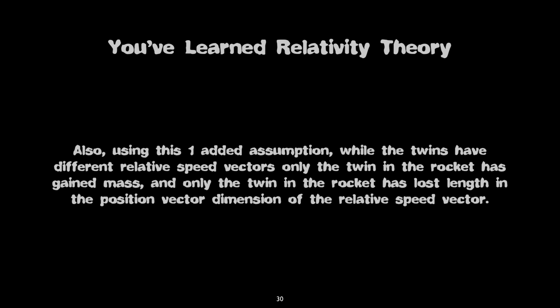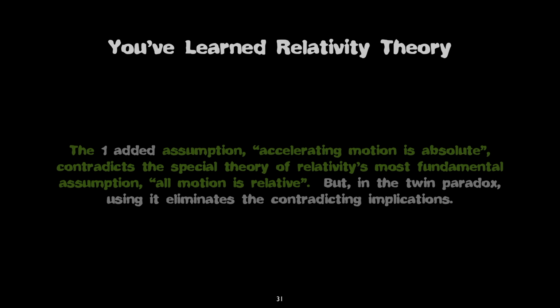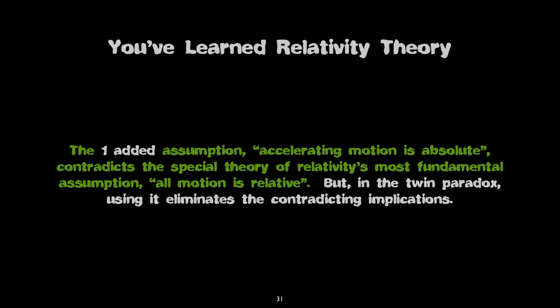Also, using this one added assumption, while the twins have different relative speed vectors, only the twin in the rocket has gained mass, and only the twin in the rocket has lost length in the position vector dimension of the relative speed vector. The one added assumption, accelerating motion is absolute, contradicts the special theory of relativity's most fundamental assumption, all motion is relative. But, in the twin paradox, using it eliminates the contradicting implications.